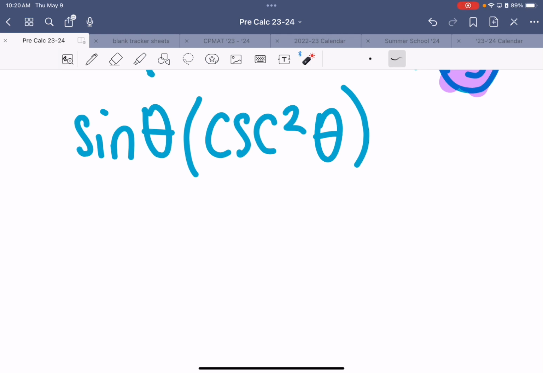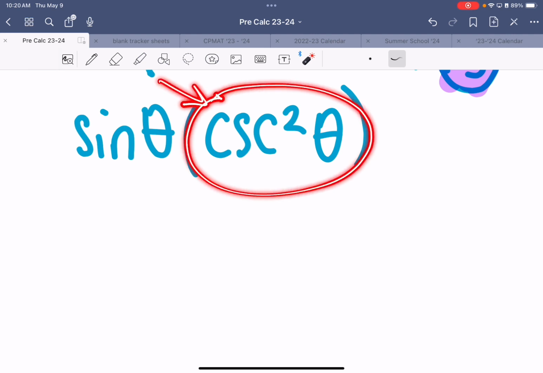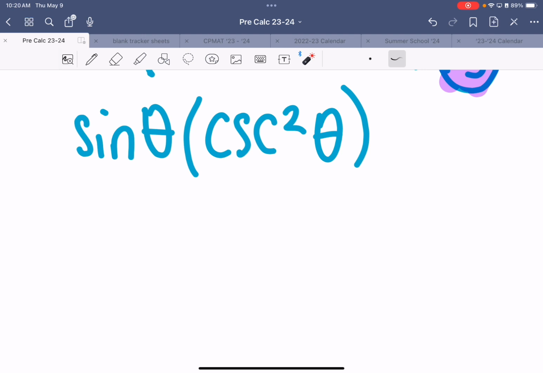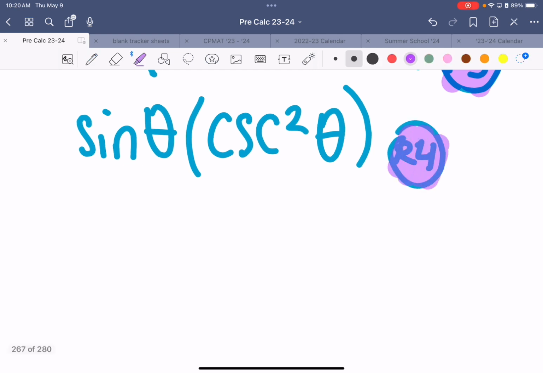I do know, remember back last week when we did these, if I had something that wasn't sine or cosine, I'm going to change it into sine or cosine if I'm not going to use a Pythagorean identity. So let's see if we can change this cosecant. According to our green sheet, what am I going to use? Which reciprocal identity can I use to change cosecant into sine or cosine? R4, good. R4 tells me that cosecant is equal to 1 over sine. So cosecant squared will be equal to 1 over sine squared.